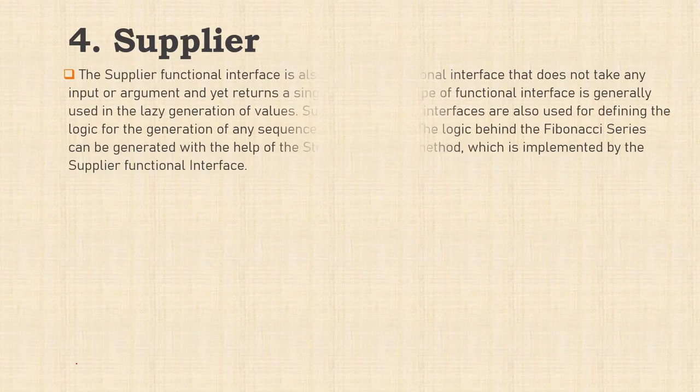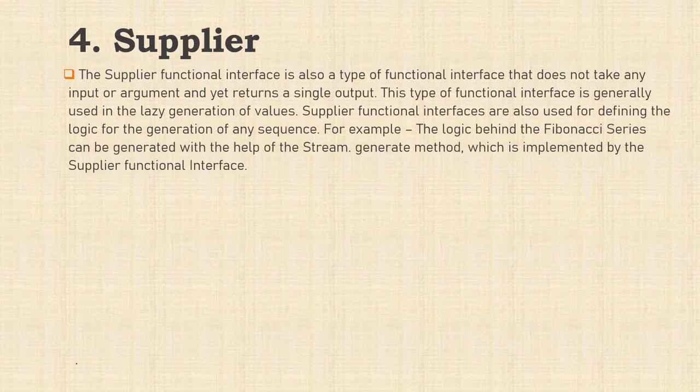Supplier interface. The Supplier interface is also a type of functional interface that does not take any input or argument, and it returns a single output. It does not take any input but returns a single output. In the previous one, Consumer was taking input but not returning anything, but here it's not taking any input but returning output. So this will be the case of Supplier.